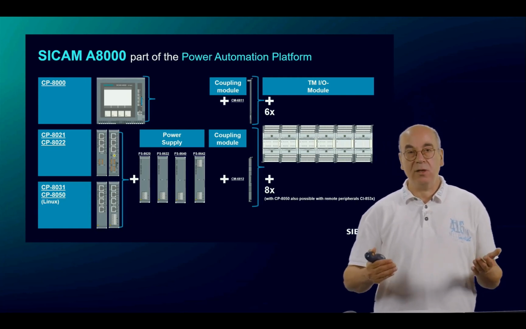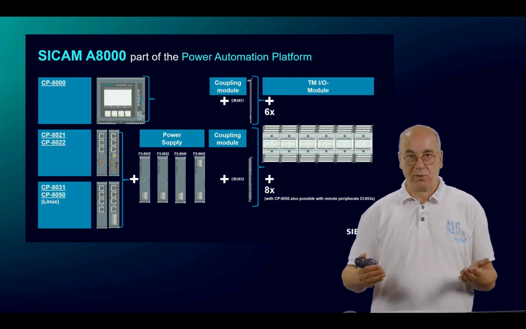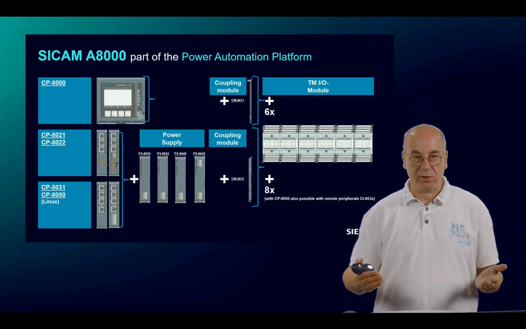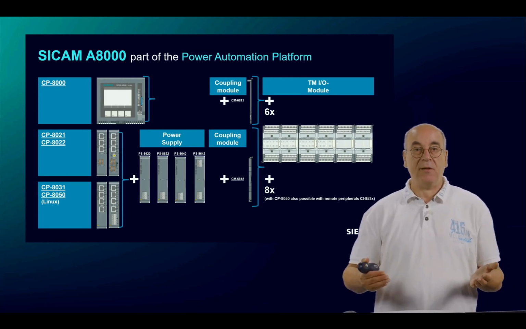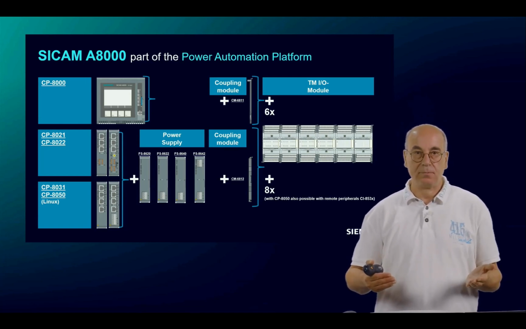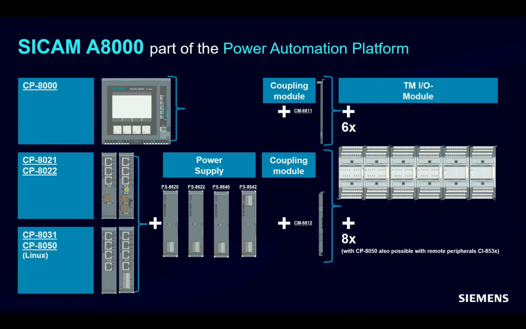I'm talking about the reuse of our SICAM TM input-output modules. They can also be connected to our modern SICAM A8000 RTUs via coupling modules. That is also possible for remote I/O lines for the CP8050 or CP8031. Only within one line, it's not allowed to have a mixture of new SICAM A8000 input-output modules and old SICAM TM modules. But in one line you can have one type of modules, and for RTUs with more lines, one can be equipped with new modules and one with old modules. Okay.